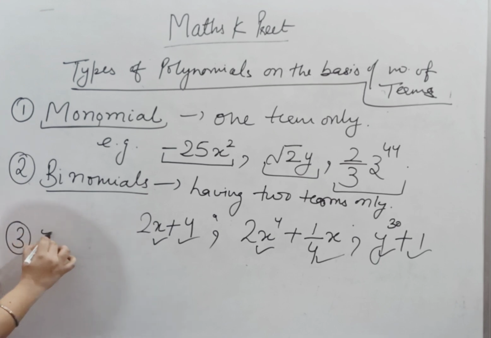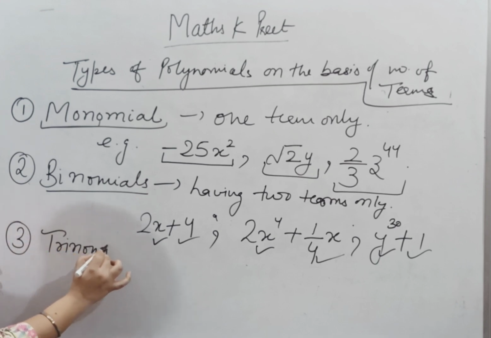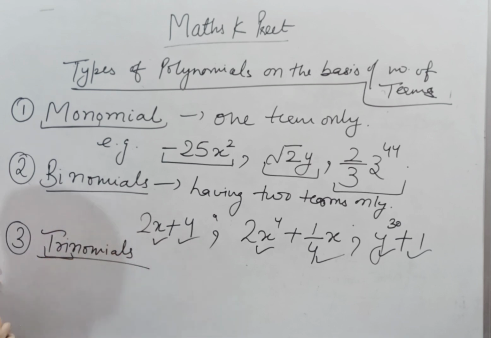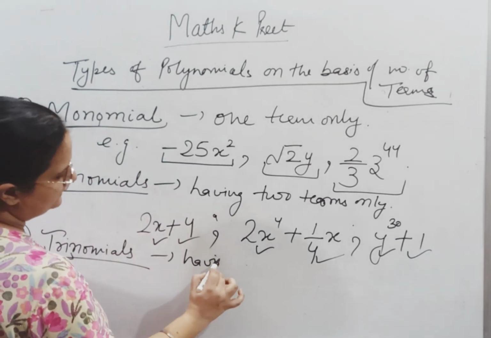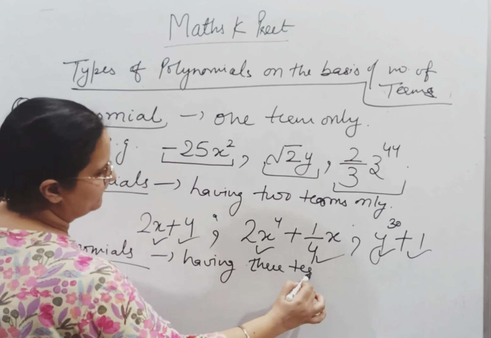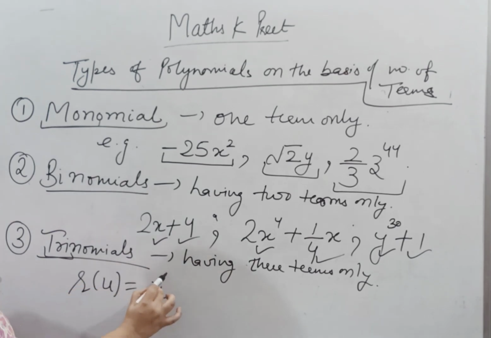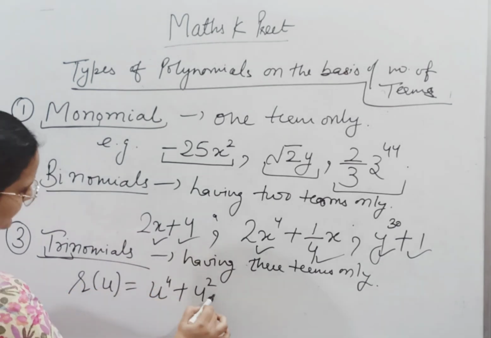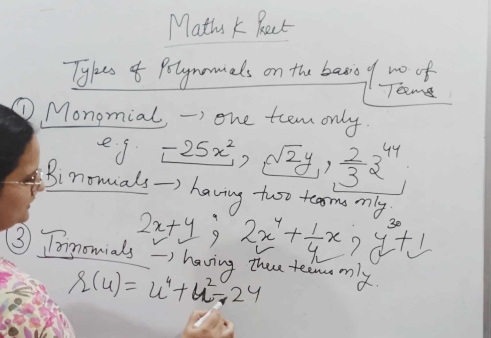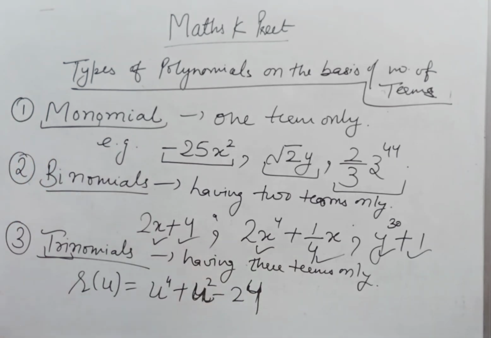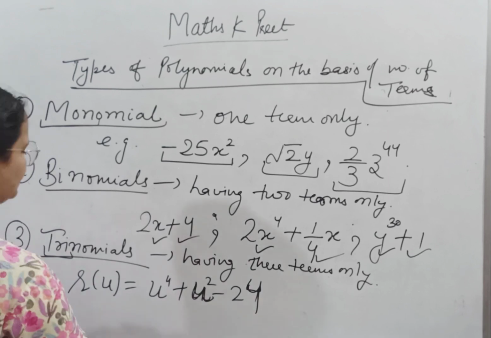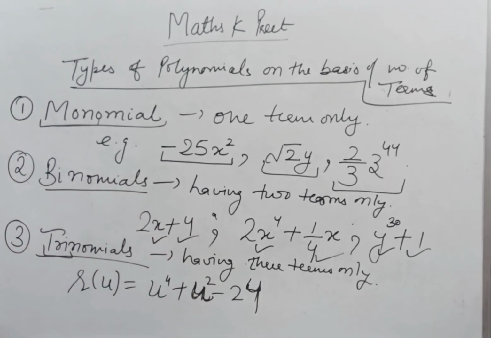Next is trinomials. Clear from the name, tri means three, having three terms only. I will just give you one example. Say I have r of u equals u raised to power 4 plus u square minus 24. This is u to the power 0, so minus 24. So this is a polynomial having three terms. So this is a trinomial. Just look at the polynomial, count the terms, and we can write which one it is.